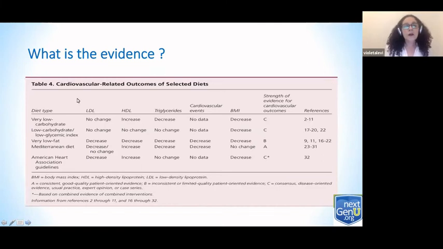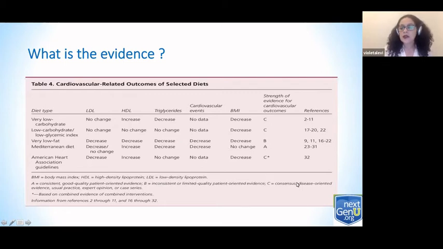Here, for example, are the cardiovascular related outcomes of selected diets. It's very interesting to see the effect of different diets on the lipid profile. For example, the very low carbohydrate diet doesn't change the low density lipoproteins, increases the good cholesterol, and decreases triglycerides. But again, it has a C level of evidence.